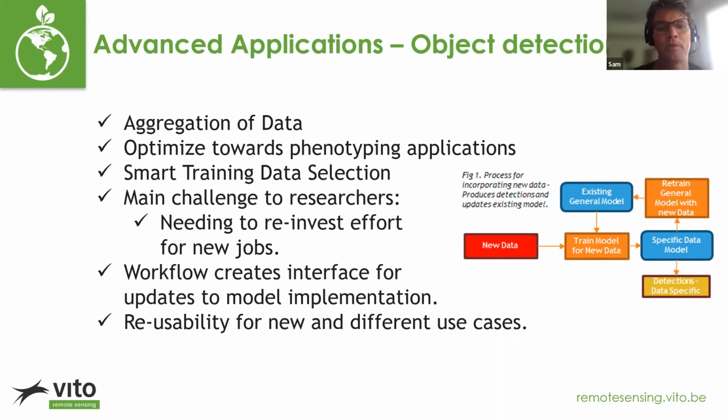And so we've also optimized towards phenotyping applications. As I mentioned, this involves selecting the appropriate model architecture and optimizing this architecture. We account for smart training data selection. And as mentioned, all of these result in you needing to reinvest less effort for new jobs. So you will require progressively less training data and be simultaneously more confident in the results.